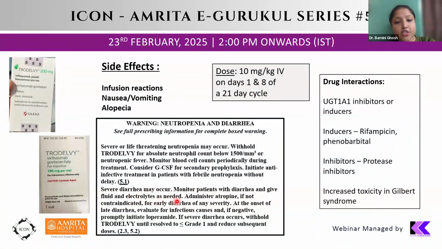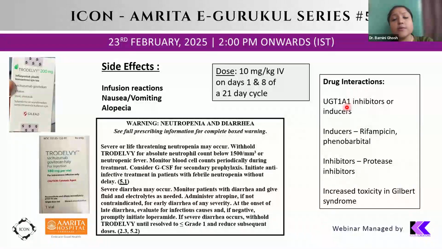So as pre-medications, what we have to give in order to prevent the infusion reactions and this diarrhea, we may give injection Avil, that is pheniramine maleate, as a pre-medication. And for diarrhea also, we can give injection atropine to prevent this drug-induced diarrhea.